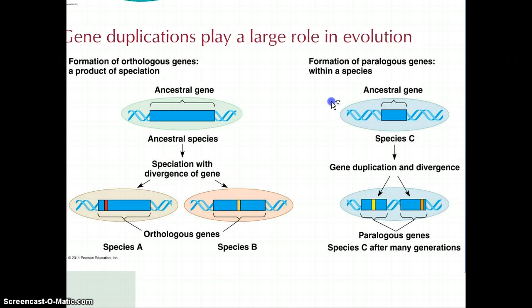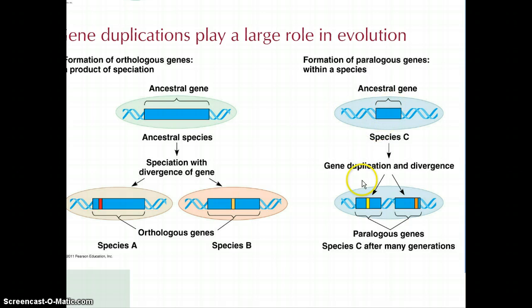Paralogous genes, on the other hand, are duplications within the same species. So you can create multiple copies of a particular gene within an individual species. And the example the book cites is the family of genes, or the set of genes related to our olfactory senses, our ability to smell.